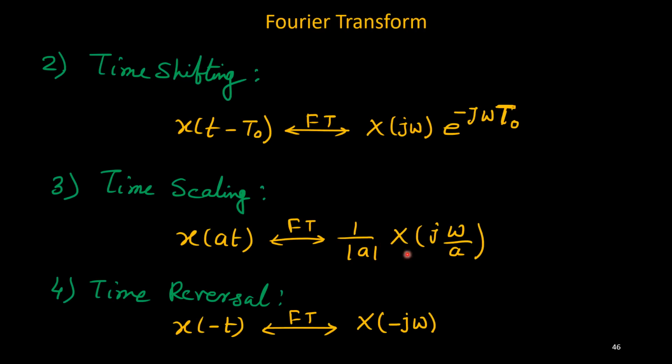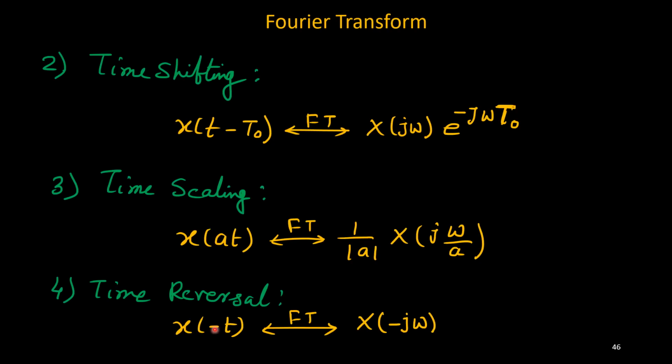So this is the scaling factor 1 upon mod a, and X of j omega upon a. So a can take any value, including 1 and negative as well. Okay. Now the next property I'll consider is called time reversal, the special case of time scaling.